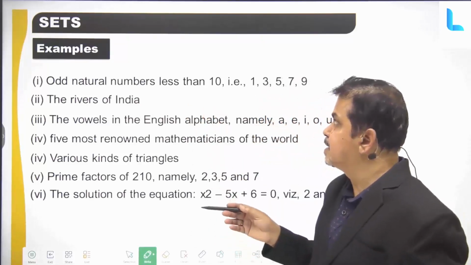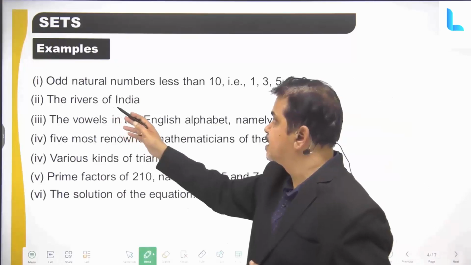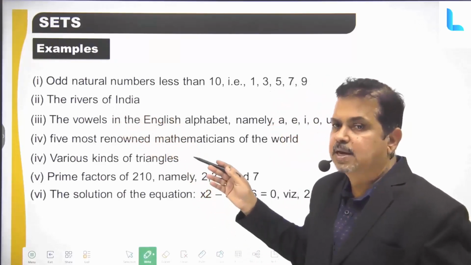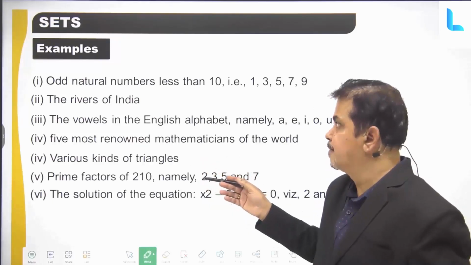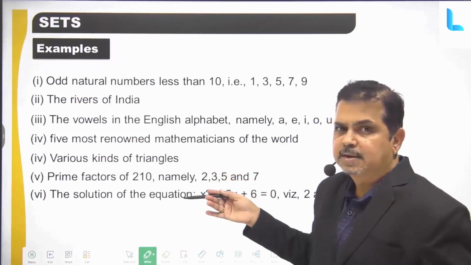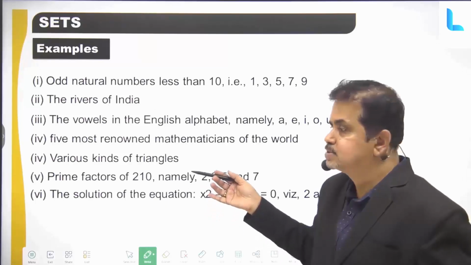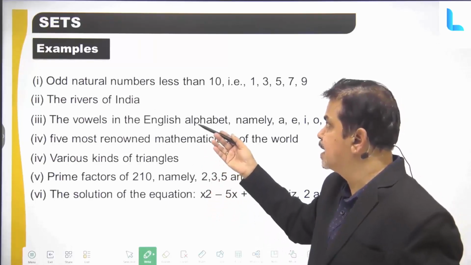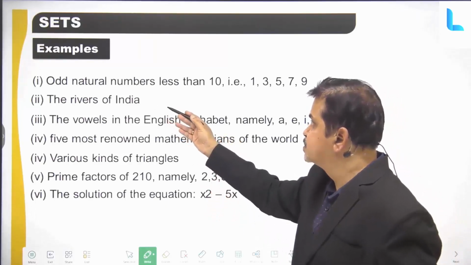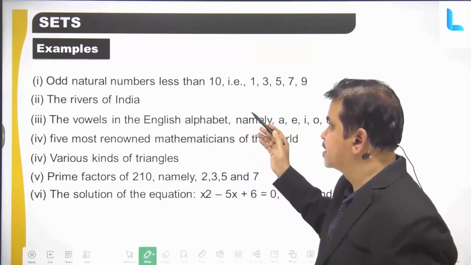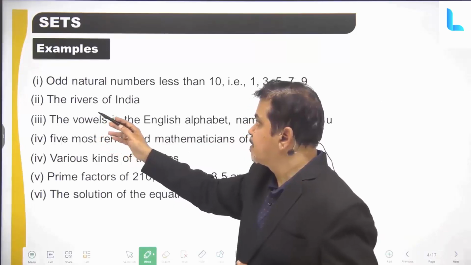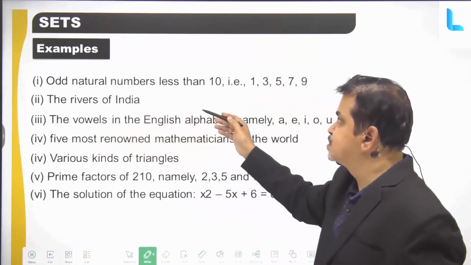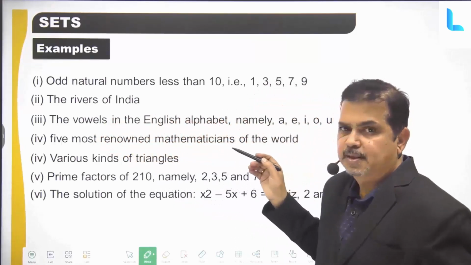Similarly, we can take other examples like the rivers of India. Here we can write the rivers that are in India, like Kaveri, Krishna, Godavari, Ganga, Yamuna, all those names of the rivers. So we can write this set as the names of the rivers of India.